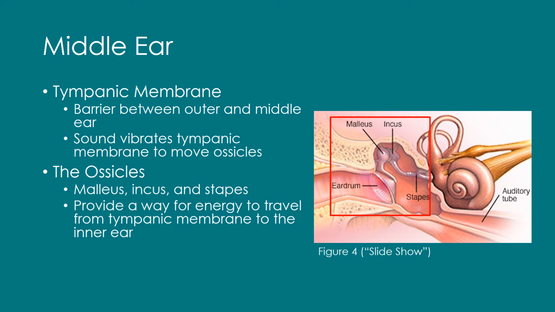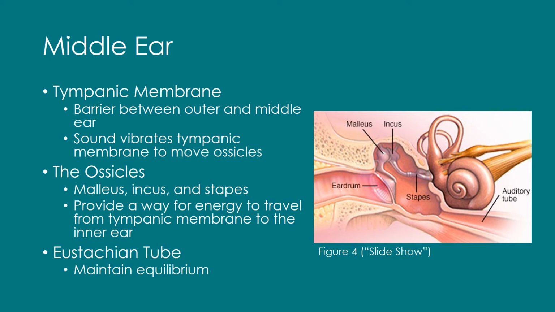The eustachian tube is connected to the middle ear cavity and helps maintain equilibrium between atmospheric pressure and middle ear pressure. The eustachian tube is labeled as the auditory tube in Figure 4. The function of the middle ear is impedance matching. This means the middle ear increases pressure arriving at the cochlea in order to overcome the resistance to the flow of sound energy.